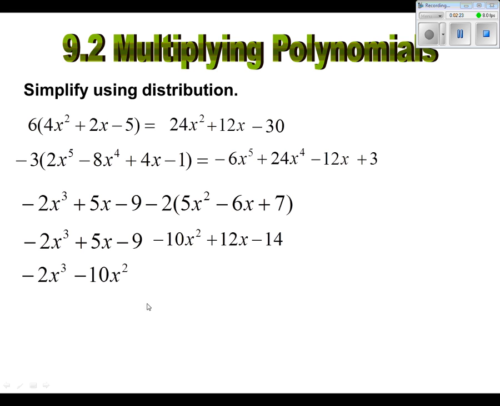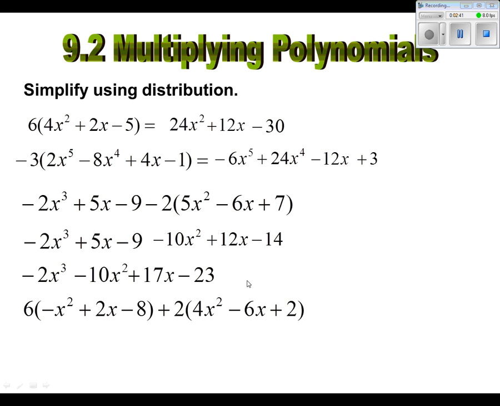Then come the x's. There are two, so positive 5x plus 12x is plus 17x. And then the numbers go at the end. Negative 9 minus 14 is negative 23. It's already in standard form, so this is your final answer.